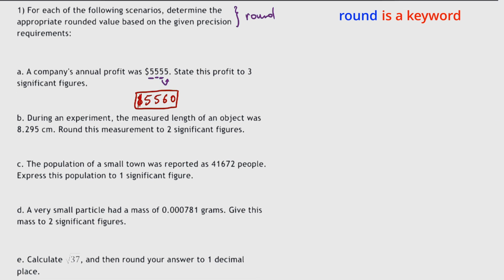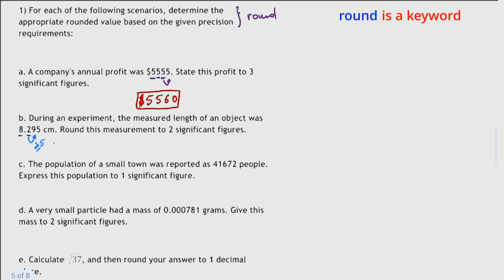During an experiment, the measured length of an object was 8.295 centimeters. Round this measurement to two significant figures. Again, significant figure starts from the first non-zero digit on the left side of the number. So this is the first significant figure. This is the second significant figure. And now we're going to look at the next number. So the next number is bigger than or equal to 5. This means that the answer now is 8.3, and the remaining digits become 0.